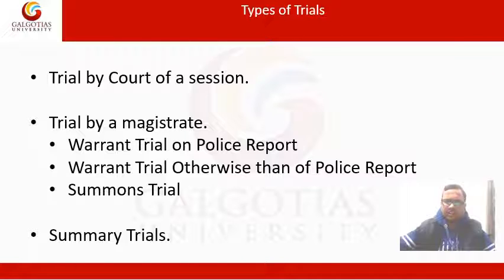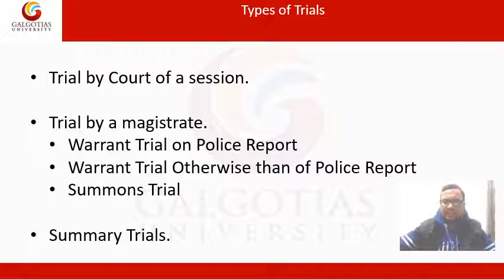Next, another trial which is conducted by a magistrate is a summons trial, a trial in a summons case. To understand this, you have to understand what a summons case is. A case which is not a warrant case is a summons case. It means a case where the offense is punishable by 2 years or less is a summons case, and the trial being conducted in a summons case is a summons trial.